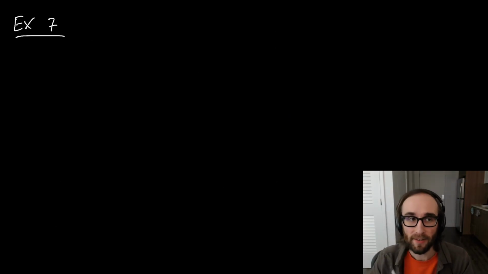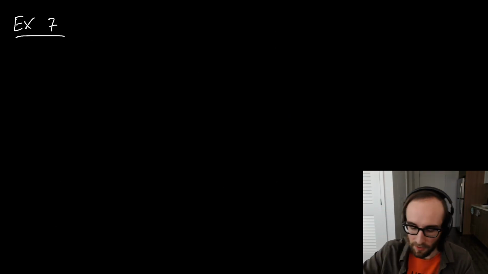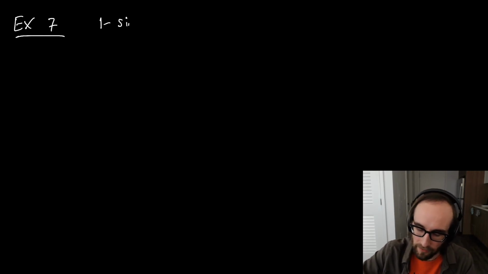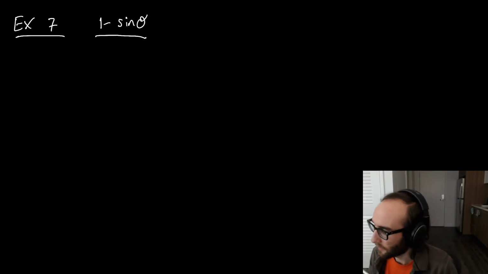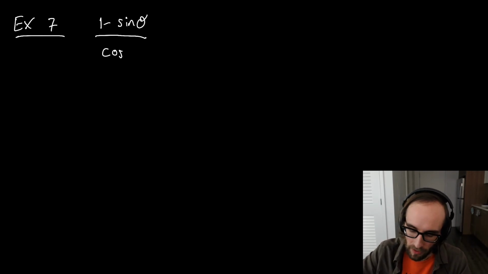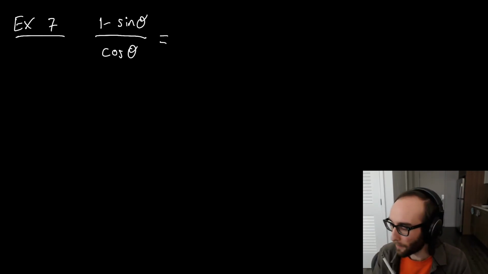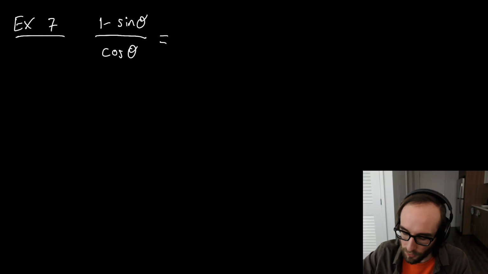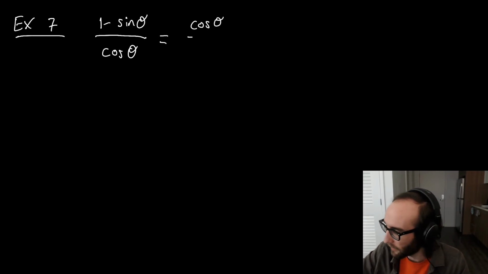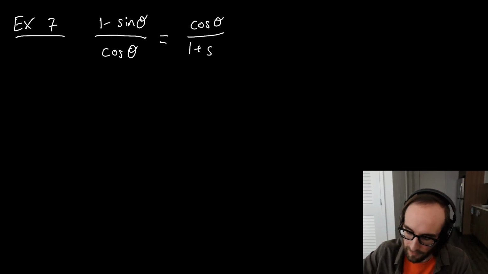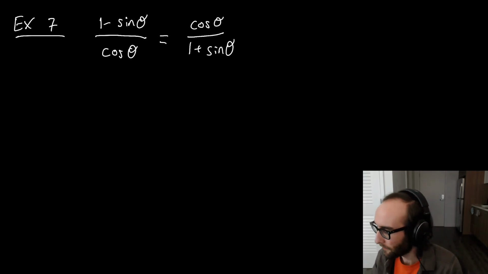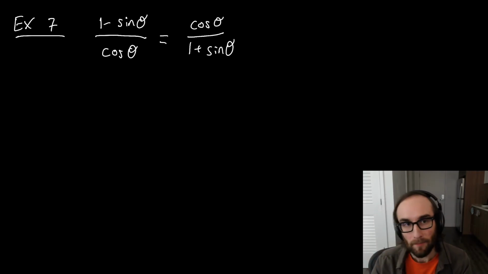Okay, so the last example we're going to look at is example 7 in the textbook. Here we have 1 minus sine of theta divided by cosine of theta. And we're trying to prove the identity that 1 minus sine theta over cosine theta is equal to cosine of theta over 1 plus sine theta. We're trying to prove this identity.